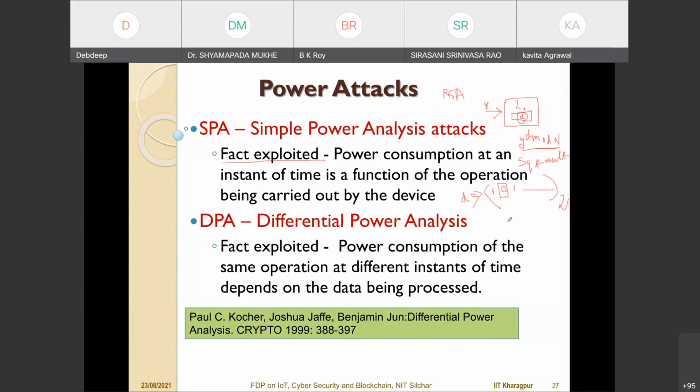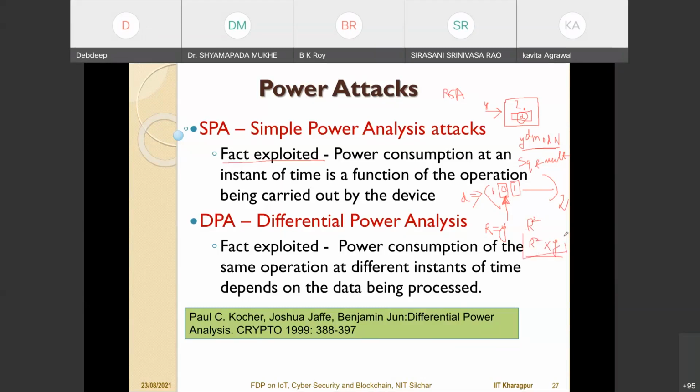So the implementation looks at the key bits. The idea is that it takes a register R and initializes R to Y. So R equals Y, and whether the bit is 0 or 1, independent of that, it performs a squaring of R. So it calculates R squared. And if the bit is 1, then along with R squared, it does an extra operation of multiplying this R squared with Y. Pardon my bad handwriting. So basically, it multiplies this R squared with Y.